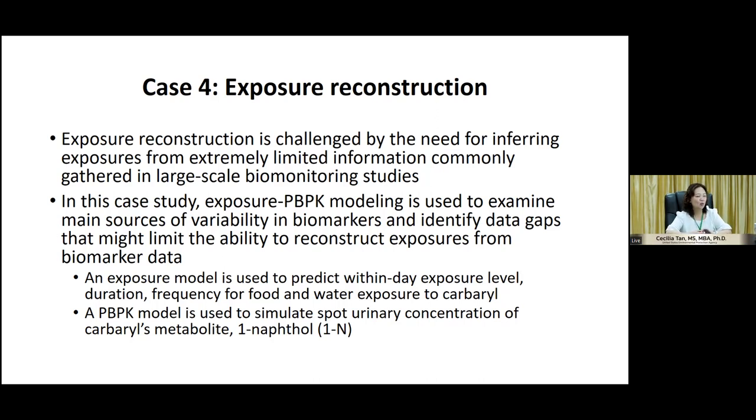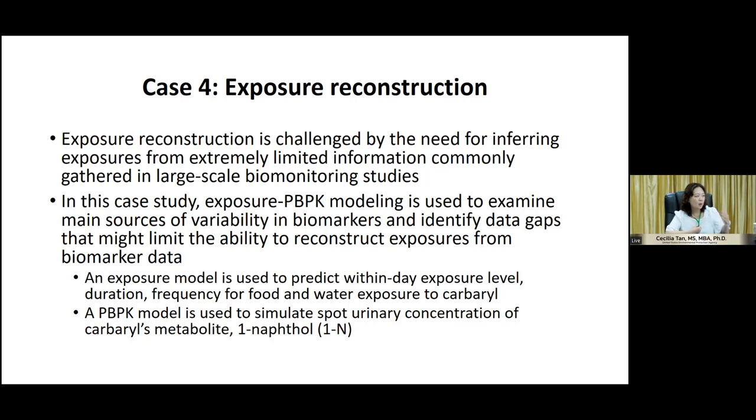It is the same with biomonitoring study. If you go out and measure and then you don't know anything about what they eat, what they drink, it's really hard to reconstruct based on biomonitoring data. And in this case study, we use, again, an exposure model. This time we don't have the CDC data. So we use an exposure model to predict their intake, and then use a PBPK model to predict their biomarker concentration.